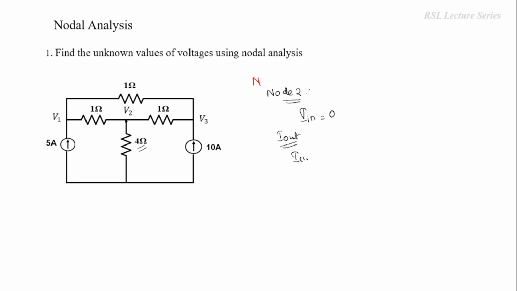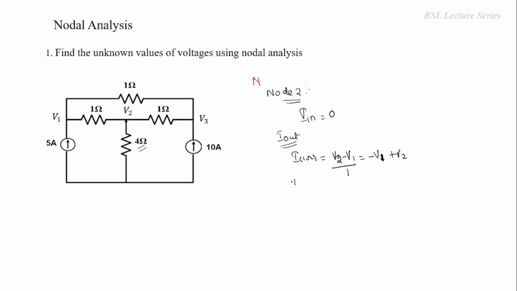So, the current flowing through the 1 ohm resistor. This particular 1 ohm resistor is connected in between V1 and V2. So the voltage can be written as V1 minus V2 or V2 minus V1. Since we are writing for node 2, we have to consider this voltage as V2 minus V1 divided by 1. So this is equal to minus V1 plus V2.